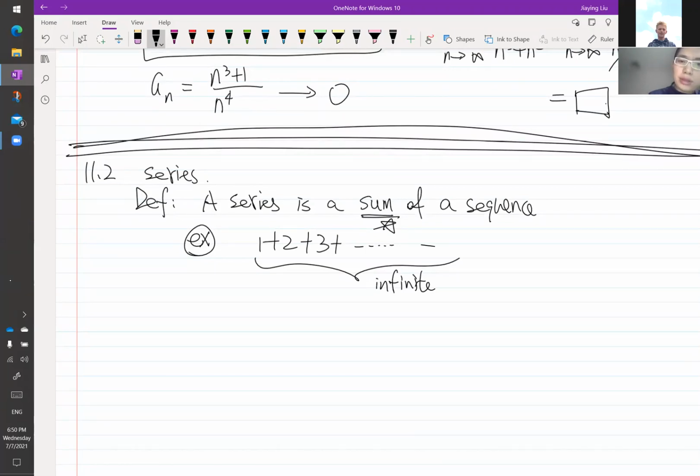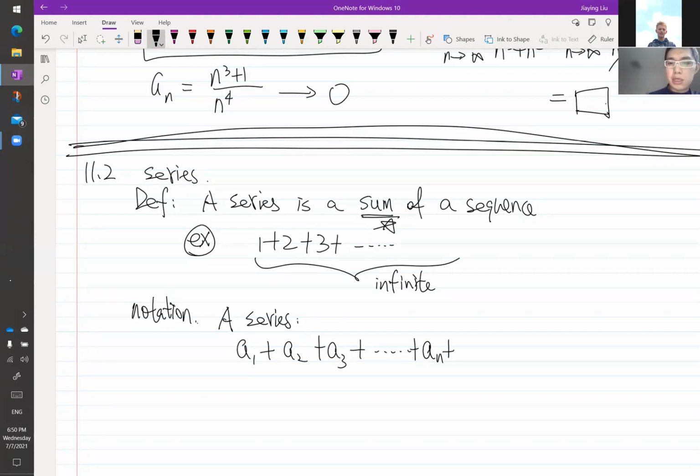Let me use a different notation. Notation-wise, a series we can write as A1 plus A2 plus A3, and so on, with A1, A2, A3, An being the elements in a sequence, but we're adding them together. That's a series. But we can also write it using sigma notation. In here, if you remember, that's just going to be the formula for each element. In this case, I'm going to call it Ai, where Ai is just the individual elements in the sequence that I'm adding together.